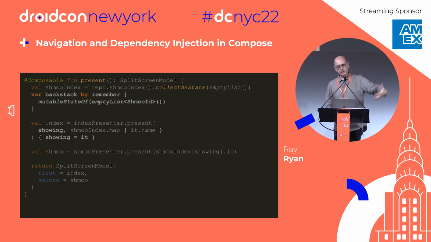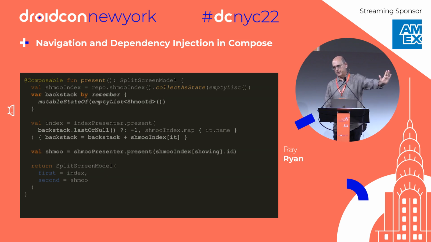and where we were previously using the left side of our split screen, we're building our index thing, and we're telling it the ID of what we're showing and providing it an event handler to change the individual thing that we're showing. We're going to change what we're showing into the top of the backstack, or -1 if there's nothing there yet, and our event handler is going to push something onto the backstack by using a plus operator. There's no push, there is no pop.